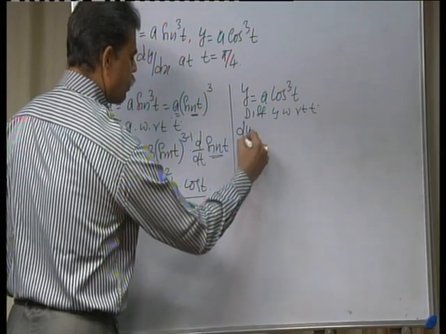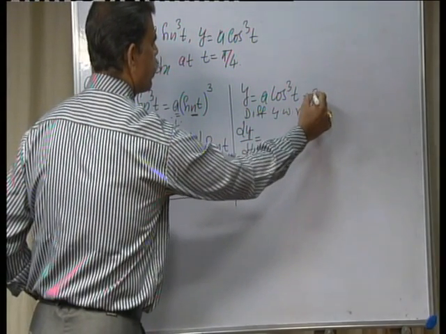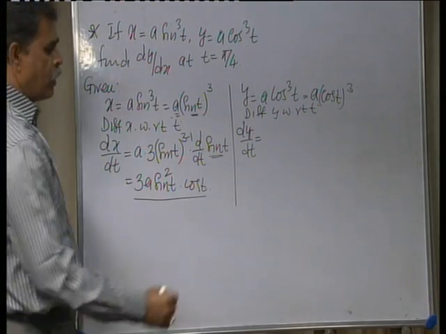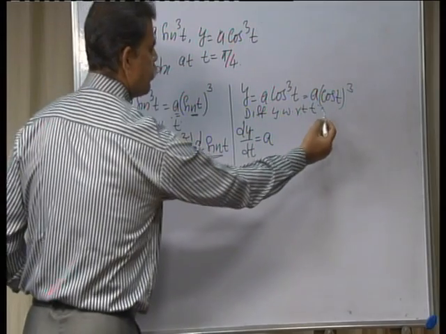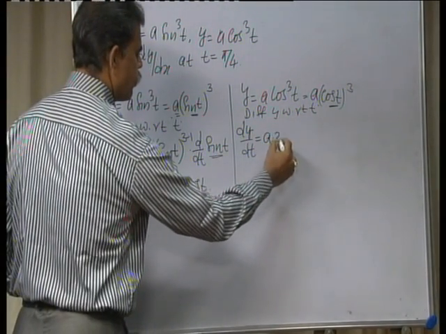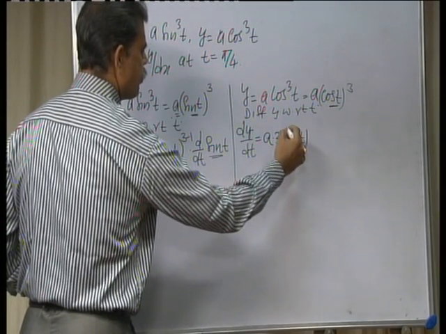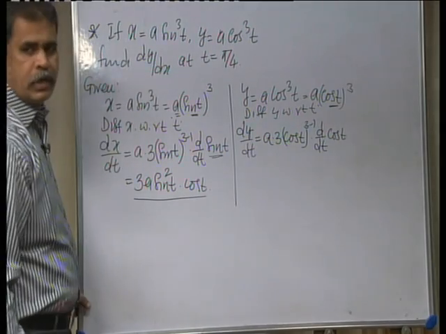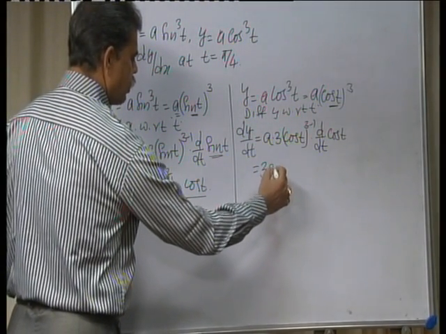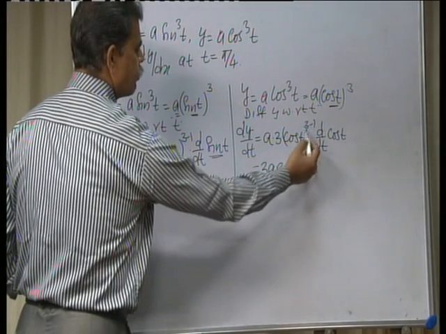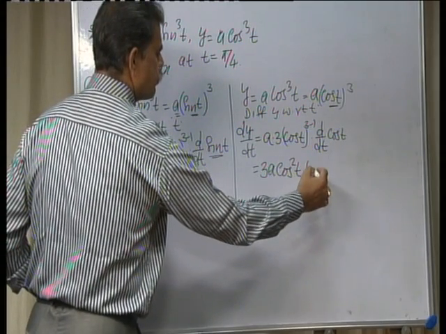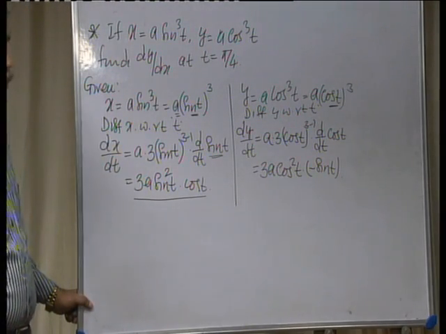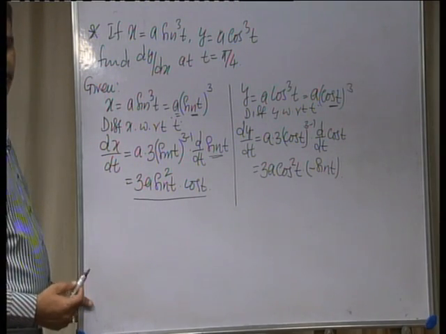dy by dt is equal to, here also we can take it as a into (cos t) whole to the power of 3. Then a we keep as it is, this is function to the power of n, so it is n into function to the power of n minus 1 into d by dt of the function. What is the function? The function is cos t. This is equal to 3a into cos to the power of 3 minus 1, that is 2, into t. Differentiation of cos is minus sin t. This is dy divided by dt. Using these two we can find out dy by dx.